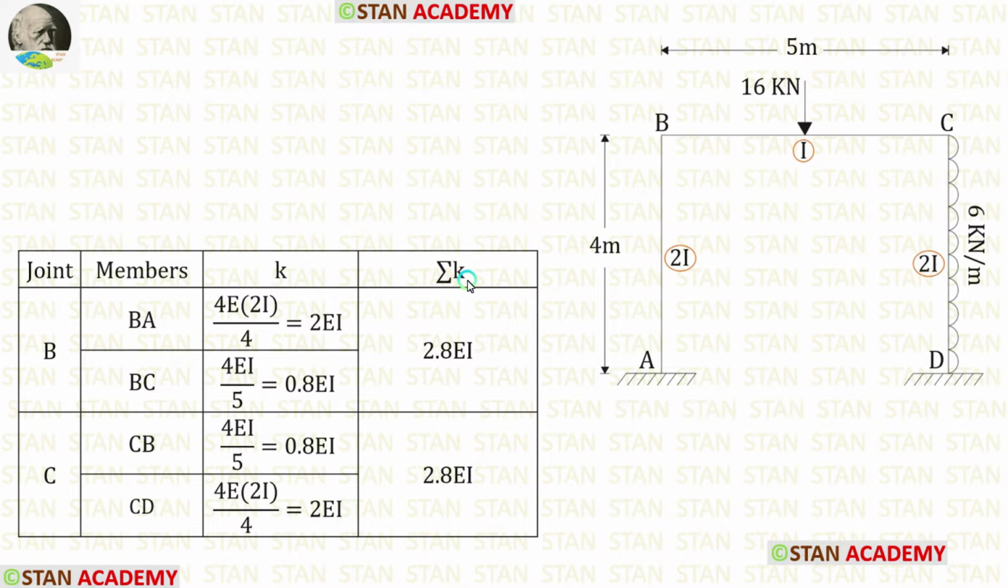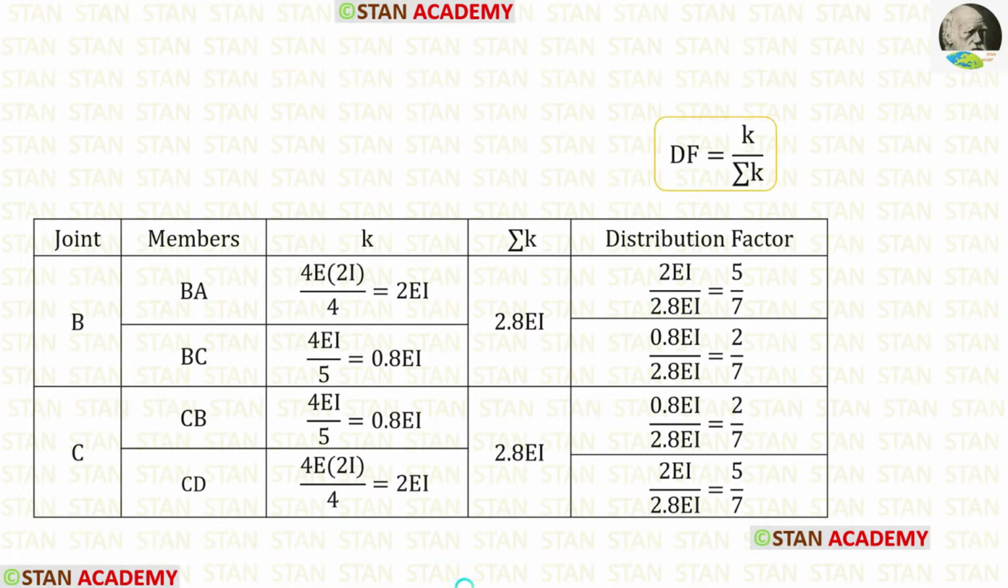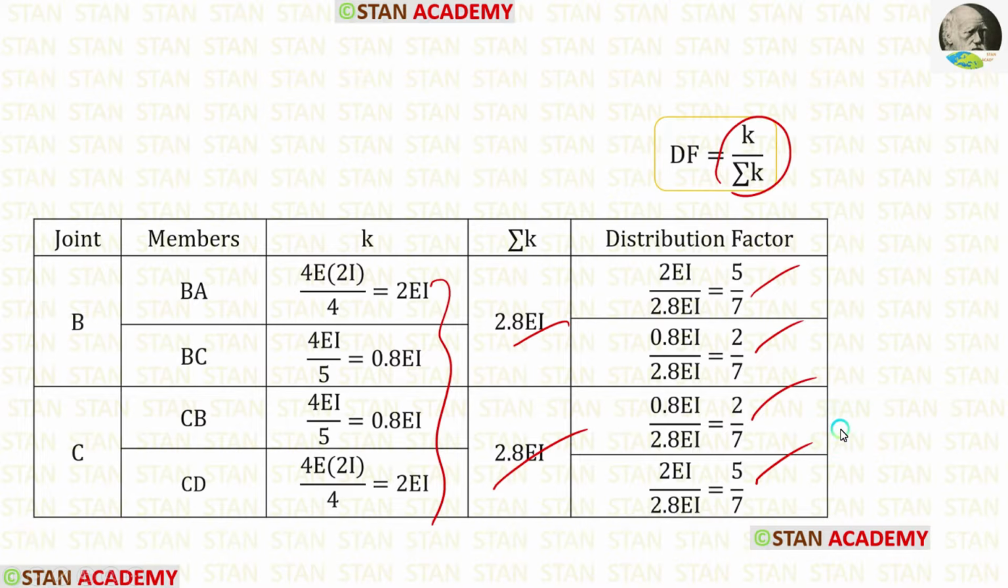Now let us find sigma K. In the joint B, we have to add these two values. After adding, we are getting 2.8 EI. In the joint C, we have to add these two values. Here also, we are getting 2.8 EI. Now, let us find the distribution factors. The formula is K upon sigma K. We have calculated the K values and sigma K. Using the formula, we can find the distribution factors.